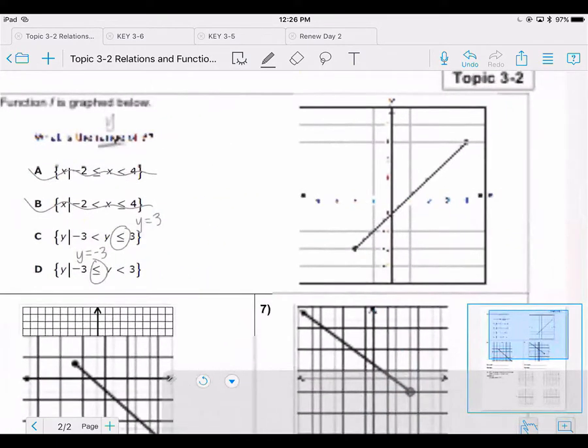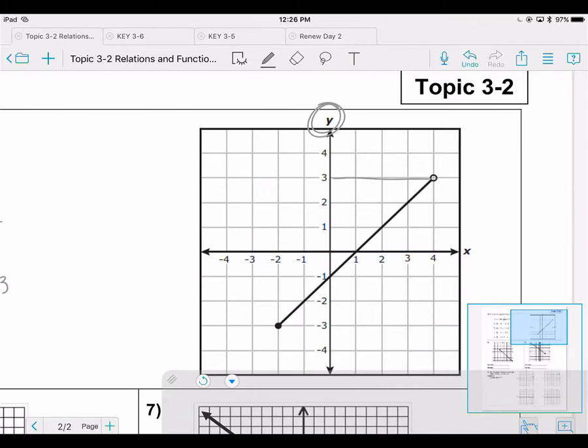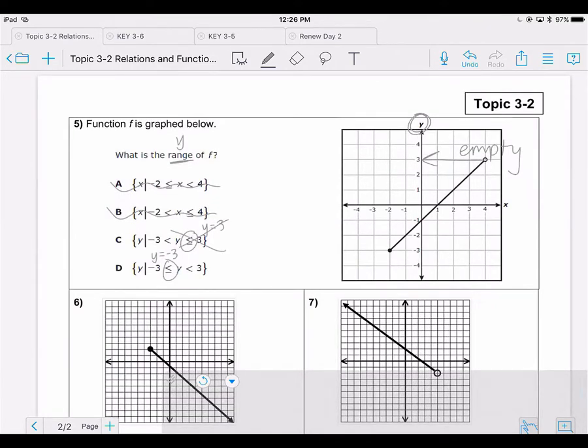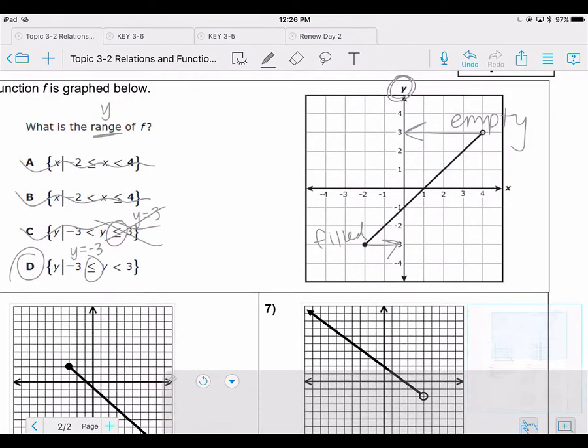So let's come and look. Remember, this is your y-axis, so when y is a positive 3, it has an empty bubble, meaning when y is 3, it does not have the line under the inequality. When y is negative 3 down here, it does have a filled-in bubble, which means we do need the line under the inequality. So that would be answer choice D.